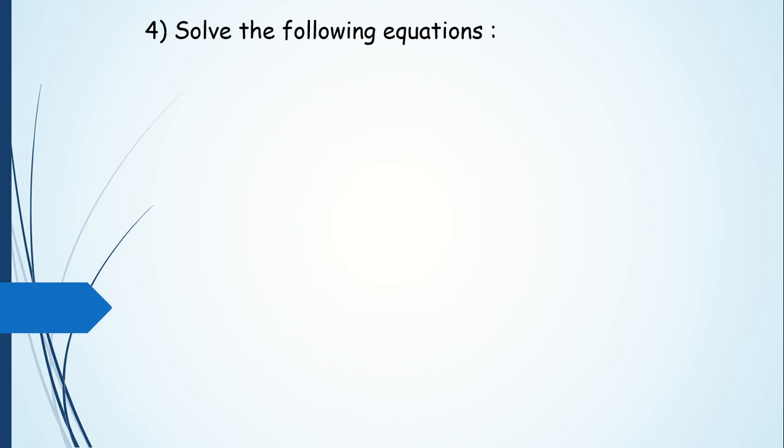Fourth sum, solve the following equations. The first one: (x² + 12x − 20)/(3x − 5) = (x² + 8x + 12)/(2x + 3).